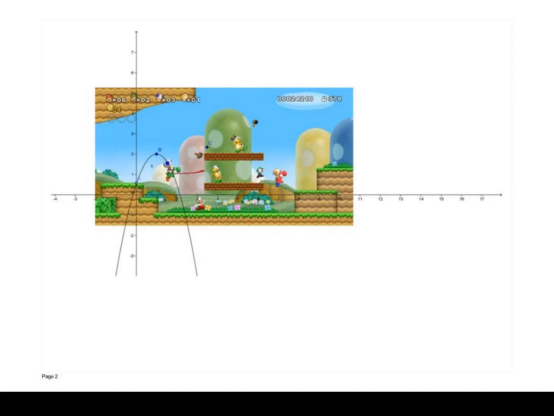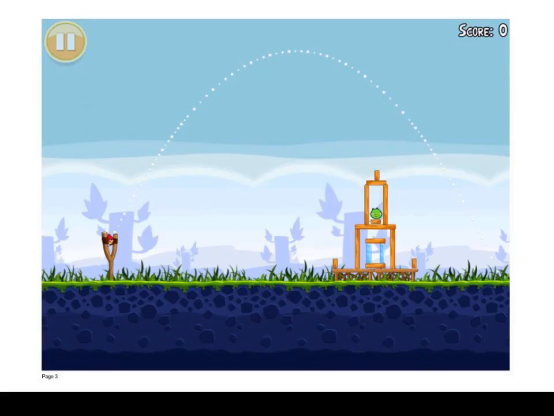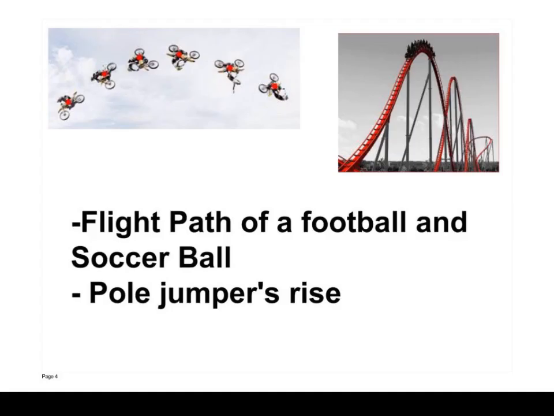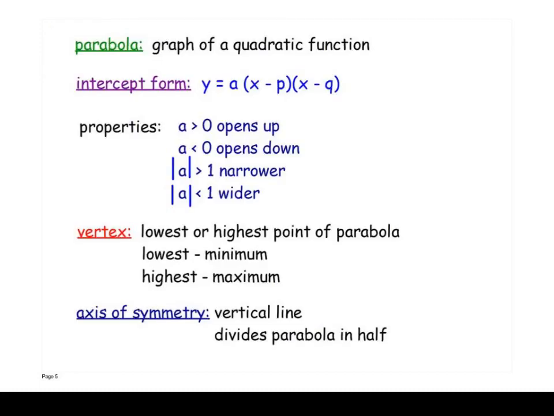Video game designers use parabolas to determine flight patterns of objects in motion. This includes Toad and Yoshi from the Mario video game series and the flight pattern of the Angry Birds. Other parabolas that we see in real life are from the shape of a roller coaster, or from the flight paths of a football in motion, a soccer ball tossed into the air, or the jump of a cyclist.